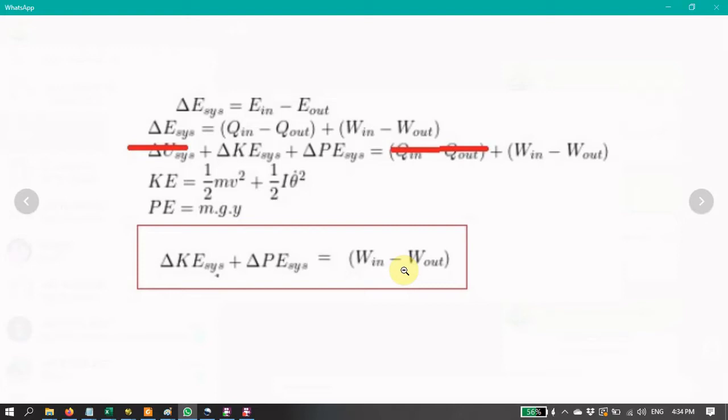And then you have to know whether this work is done by the body or on the body. For example, if the body is used to turn something else, you have work out. Now, let's say you have a spring that causes the body to move, so there will be work in.